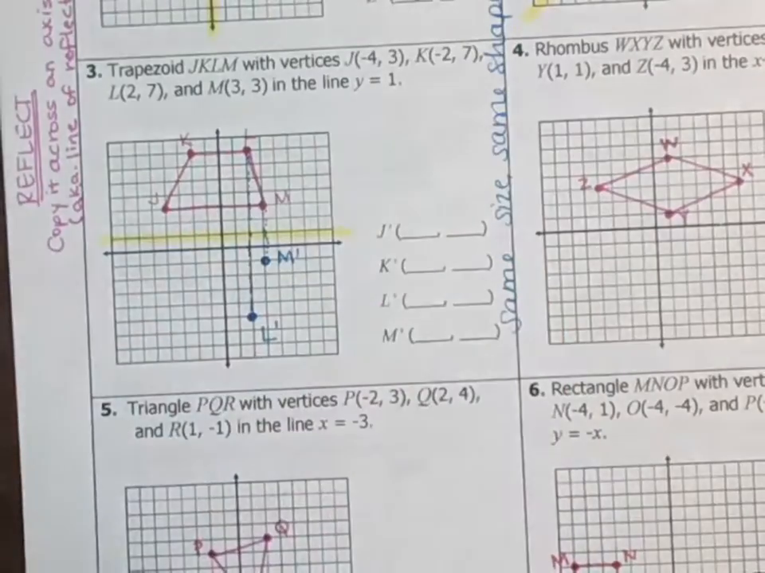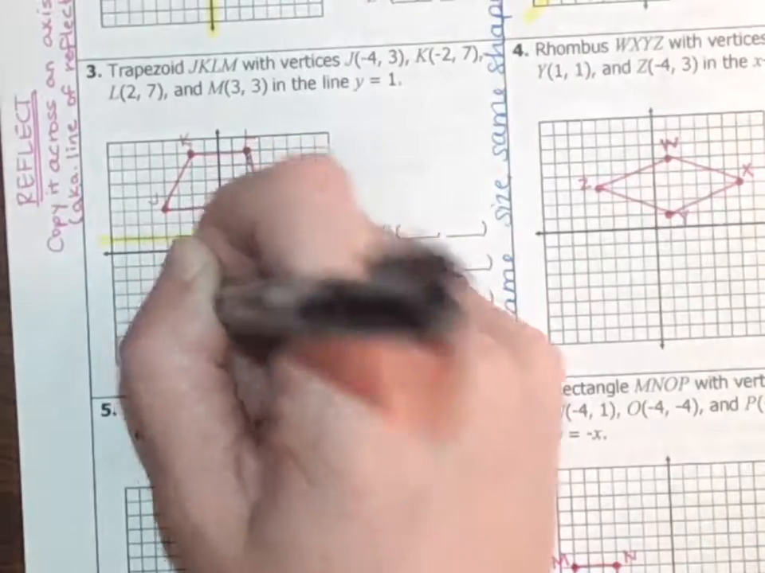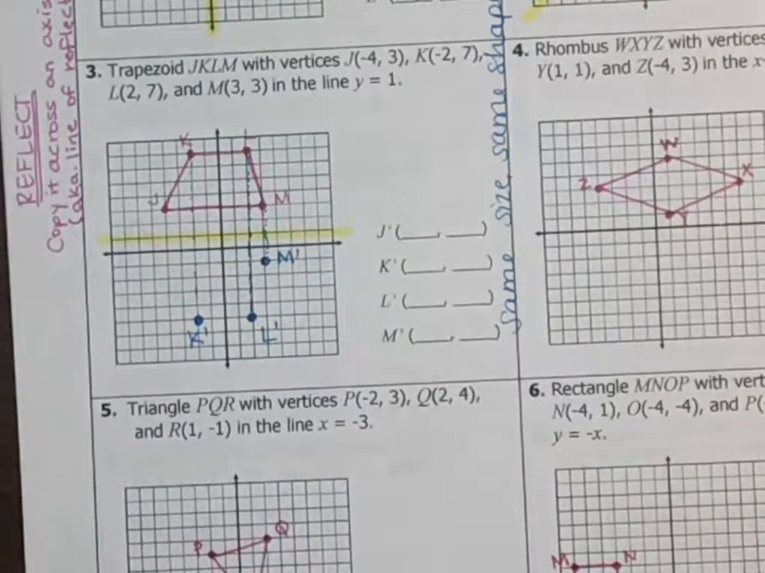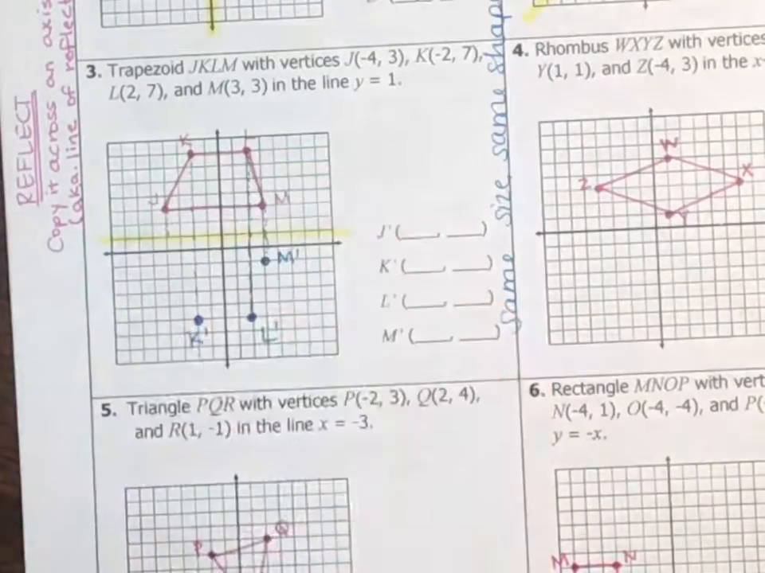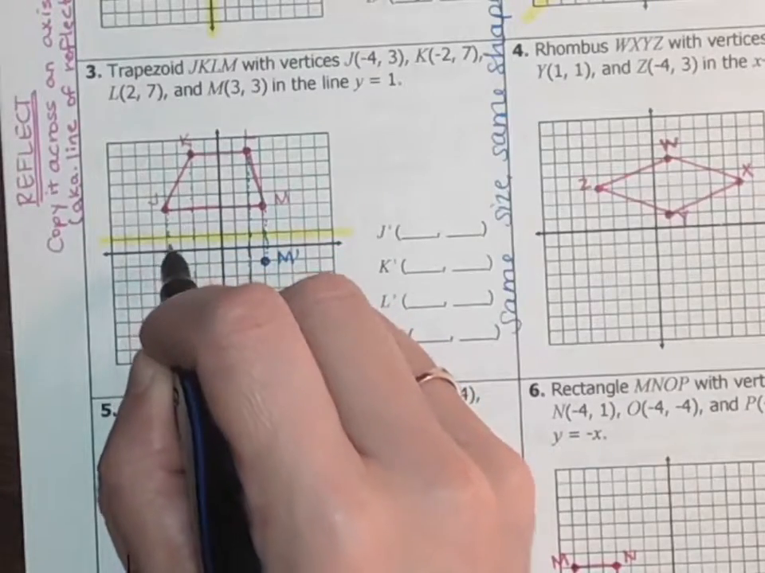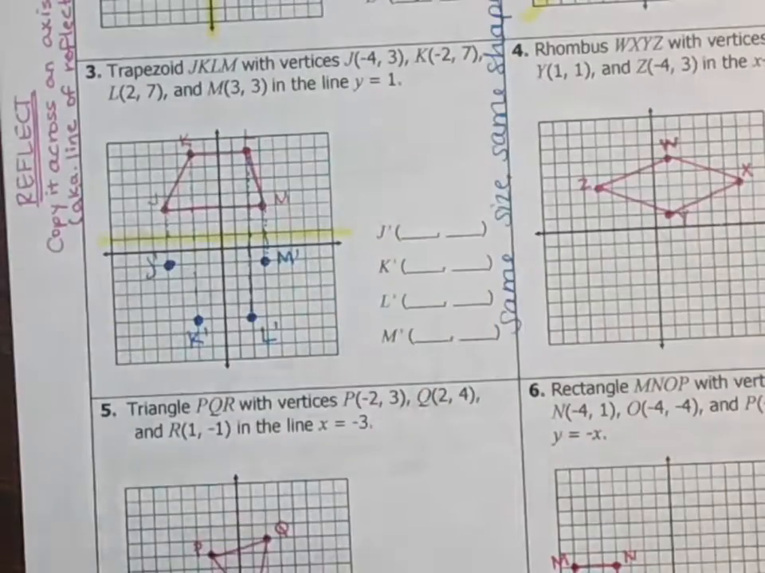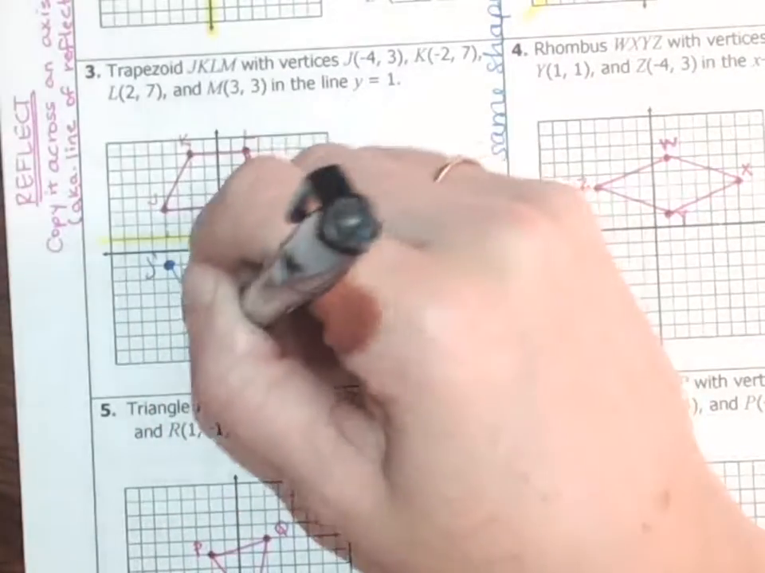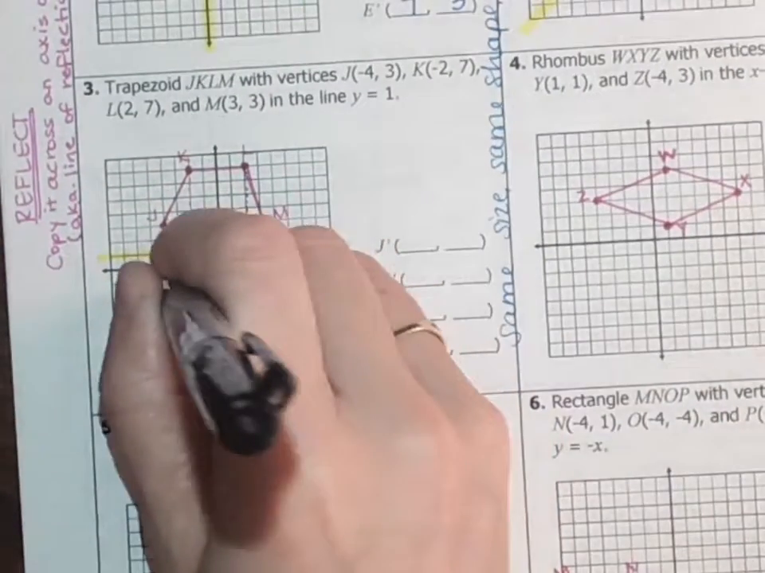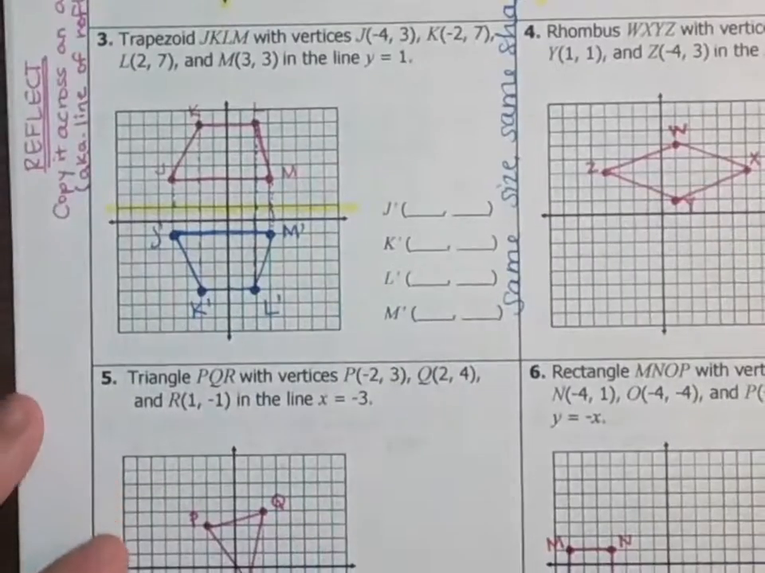That's L prime. And do the same thing with K. Again, it's 6 spaces away. All right. And J prime is 2 spaces away from our axis of symmetry. So we're going to go 1, 2 spaces the other direction to get to J prime. So in our shape, we should have the same size, same shape, new position, because this is a rigid transformation.